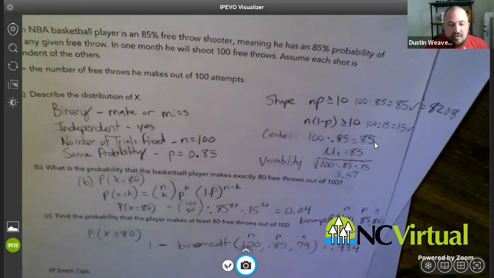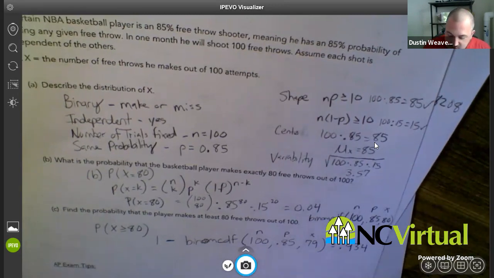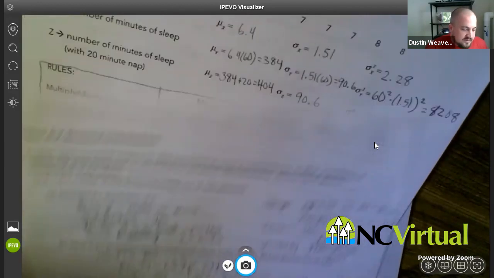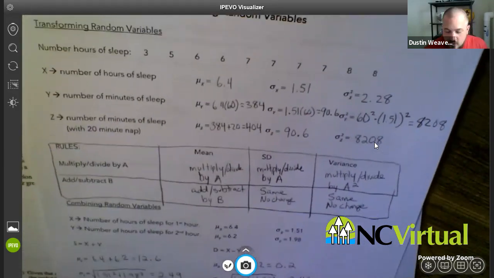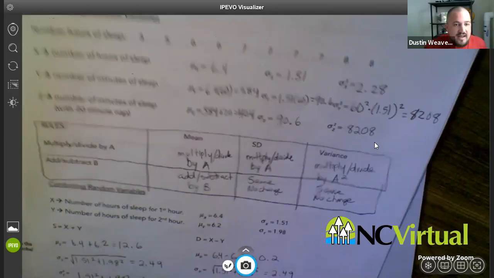Then we went to binomial distributions, where we talked about how to be a binomial, they have to be binary, meaning two options, success or failure. They have to be independent. They have to have a set number of trials, and they have to have the same probability. And then we talked about transforming and combining random variables.